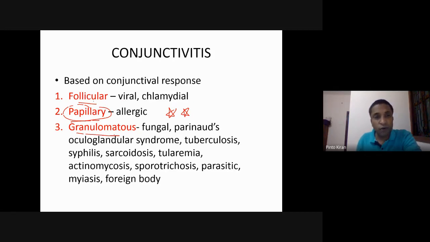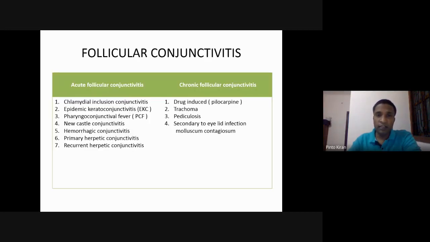What are the causes for a follicular conjunctivitis? Majority of the time, it's viral or chlamydial. Chlamydial infection, in the early stages, will cause a follicular conjunctivitis. We will discuss one by one in detail. What are the causes for a follicular conjunctivitis? Again, the question has been asked with regard to follicular conjunctivitis.